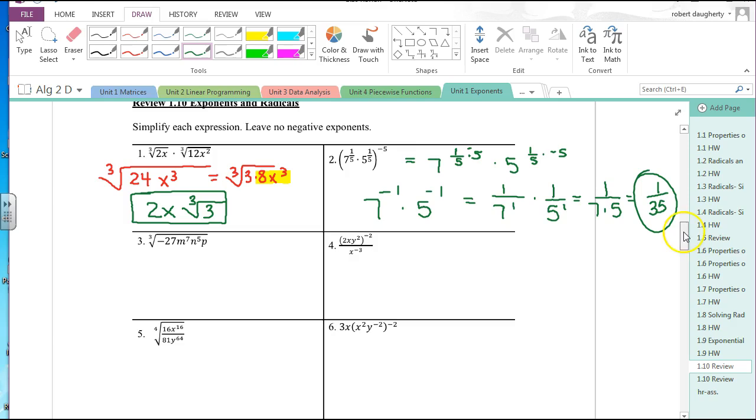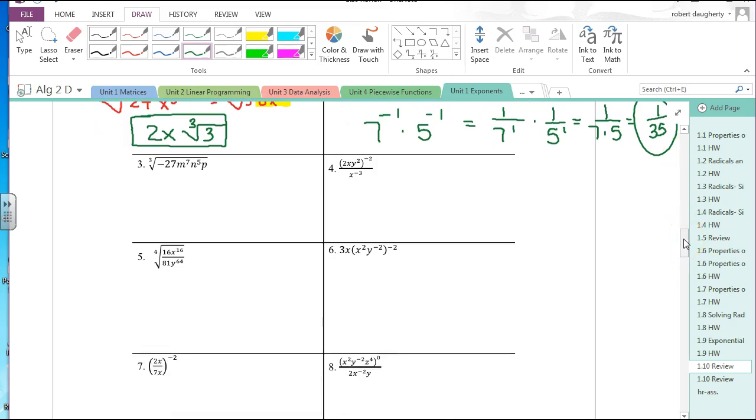Number 3, simplifying a cube root radical. So I want perfect cubes. So this is the cube root of negative 1 times 27, and then m cubed, m cubed, m. That's how I write m to the 7th. n cubed, n squared, p. Now my perfect cubes are all of these, okay?